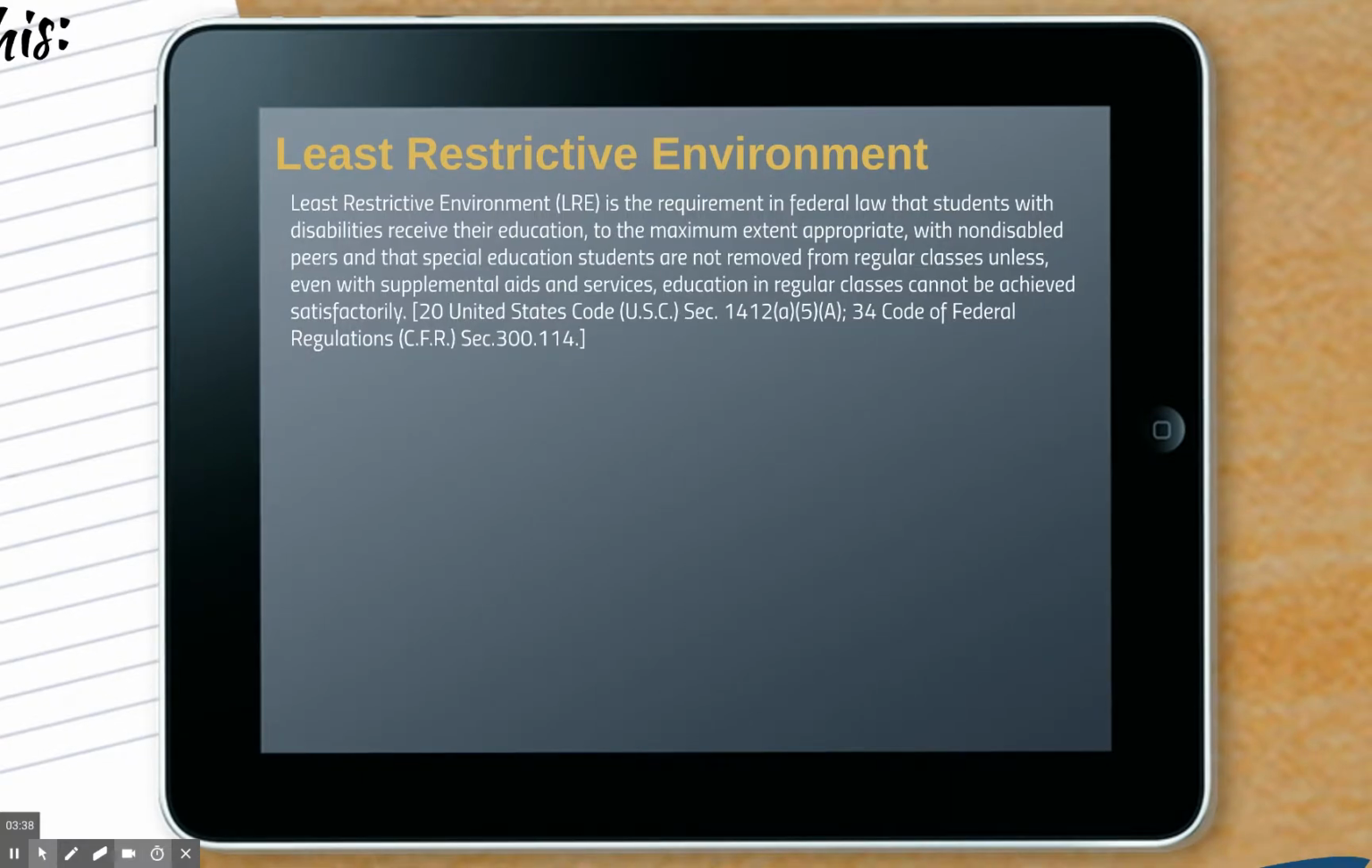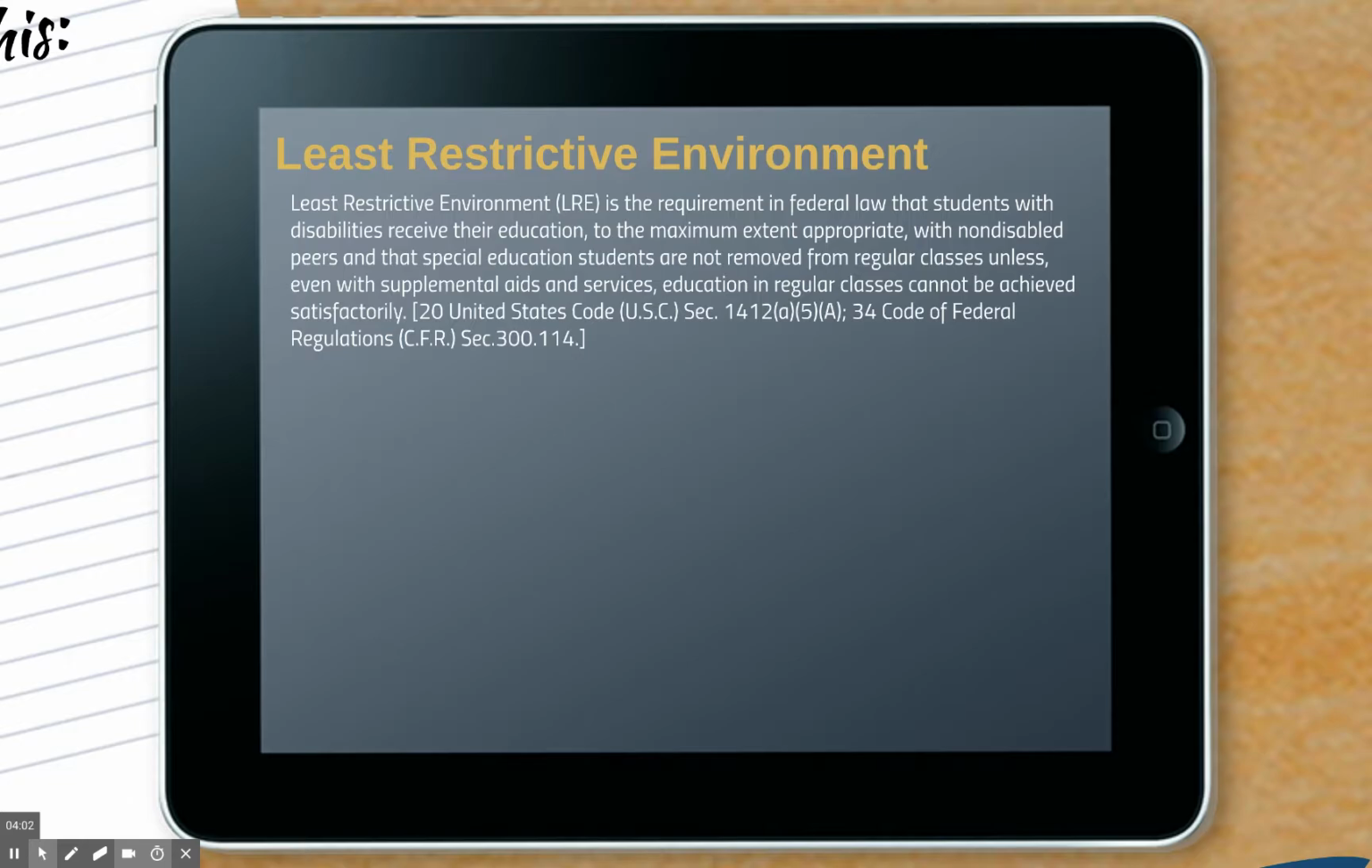All right, so least restrictive environment, what is it? It's the requirement in federal law that students with disabilities should receive their education to the maximum extent appropriate with their non-disabled peers. We're not trying to remove students from regular classes unless, even with supplementary aids and services, education in regular classes cannot be achieved in a satisfactory way.